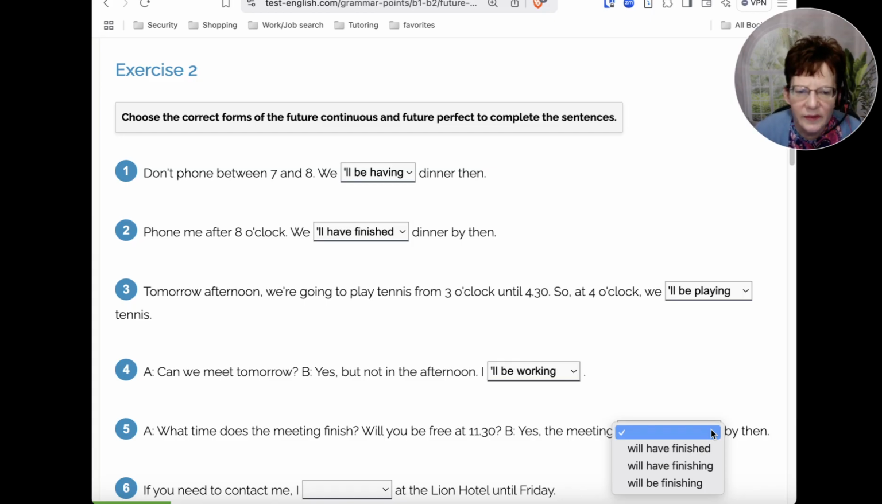Okay. So, to look at the context here. So, we want what? Okay, so if you chose the first option, will have finished by then, he's saying yes. So it will have finished by this time.